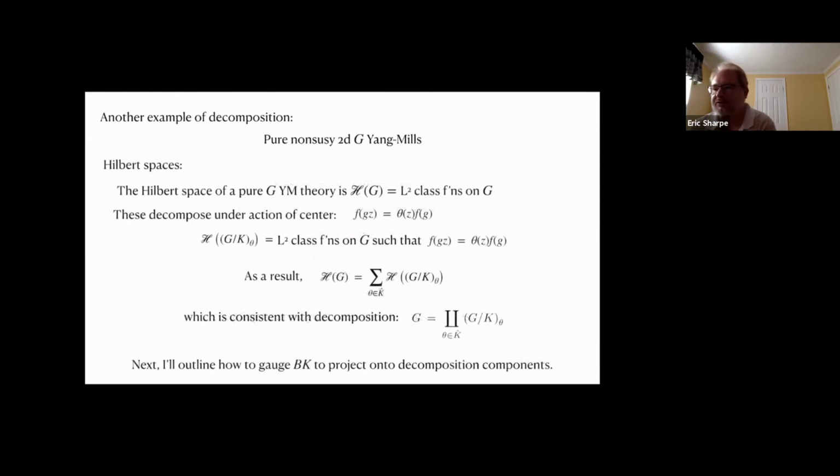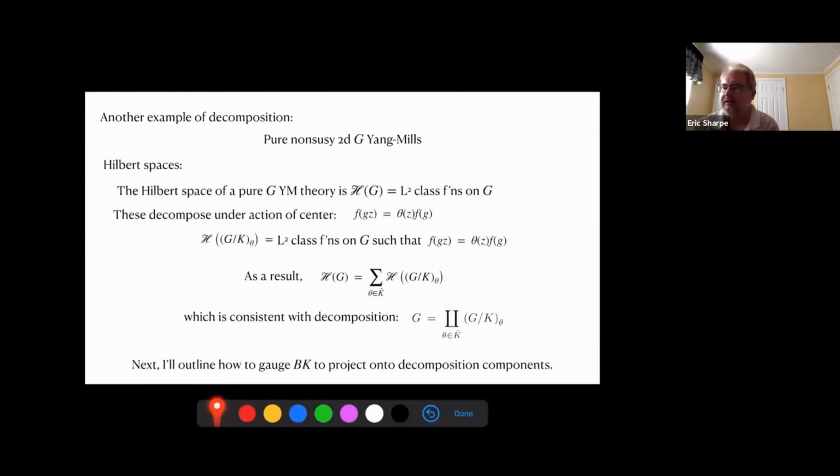There's a similar decomposition that's easy to write down for the Hilbert spaces. The Hilbert space of a pure G Yang-Mills theory is the L2 class functions on G, and these have some natural decomposition under the action of the center. The Hilbert space, one can argue, for the G mod K gauge theory with discrete theta angle theta, consists of those particular L2 class functions on G that transform like this under the center. And so for essentially trivial reasons, it's easy to see that the Hilbert space of the G gauge theory is a sum of the Hilbert spaces of the G mod K gauge theories.